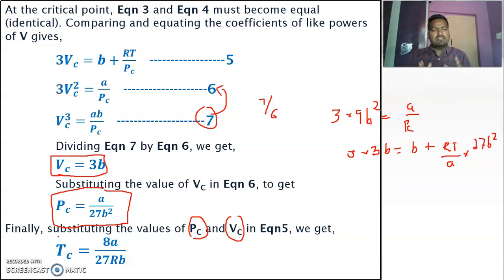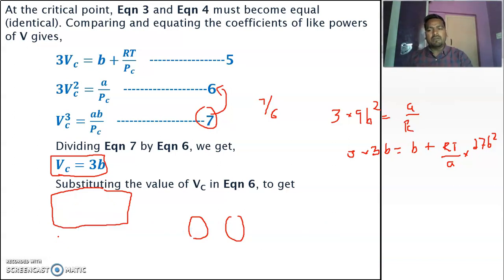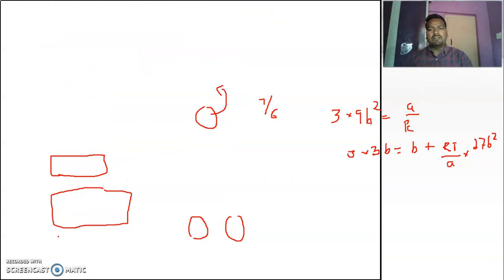So dear student, this is how we can derive the mathematical equations which give the relationship between van der Waals constants and critical constants. This is one of the applications of the van der Waals equation of real gases. This derivation is very simple. So once again I'll explain.